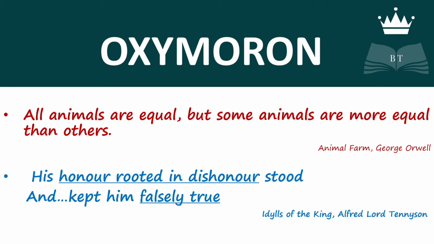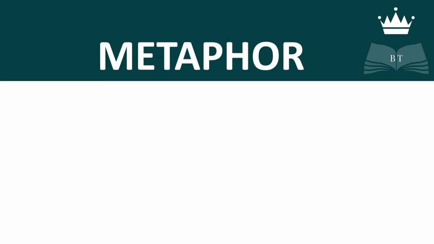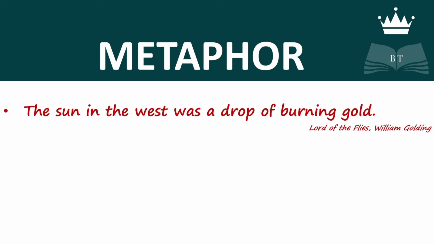Third language technique, metaphor. We use metaphors to make comparisons between two things that aren't alike but do have something in common. An example of a metaphor is the sun in the west was a drop of burning gold. As you can see, the sun is compared to gold. Sun and gold are not alike, but they have something in common, which is they are both yellow.